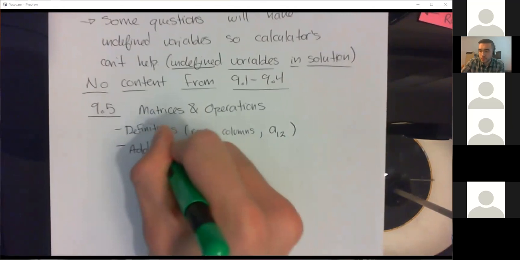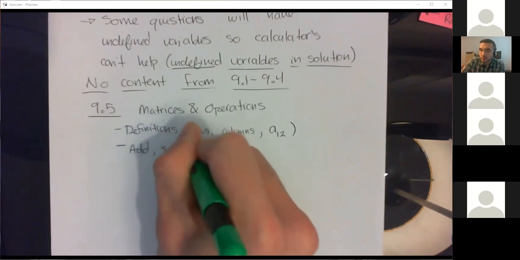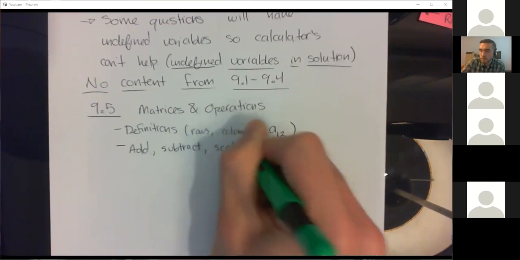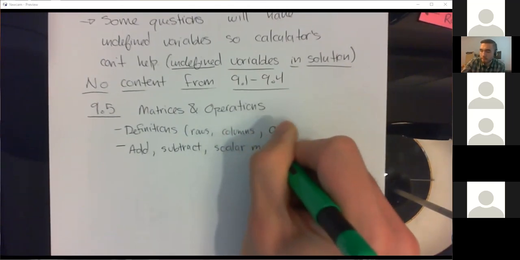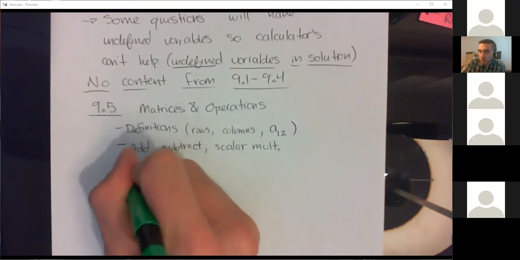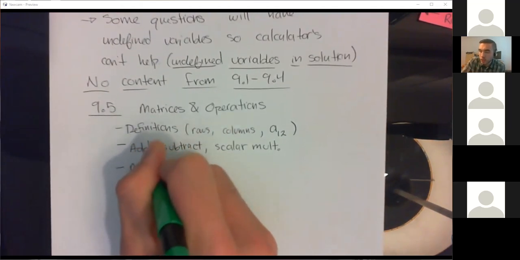We can add, we can subtract, and we can do scalar multiplication. However, division itself is not well defined. The closest thing that we have to matrix division is the use of an inverse matrix, which we'll talk about later. And then past that, we also have matrix multiplication that we need to be able to do.